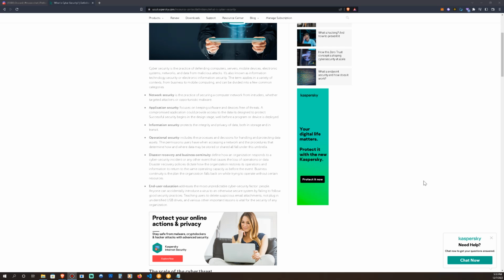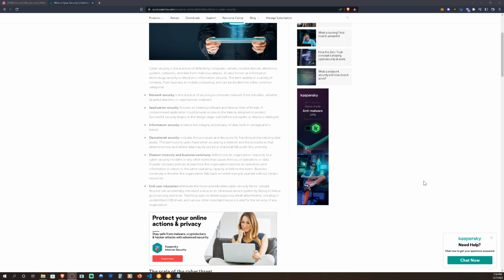Disaster recovery and business continuity define how an organization responds to a cybersecurity incident or any other event that causes the loss of operations or data. Disaster recovery policies dictate how the organization restores its operations and information to return to the same operating capacity as before the event. Business continuity is the plan that the organization falls back on while trying to operate without certain resources.